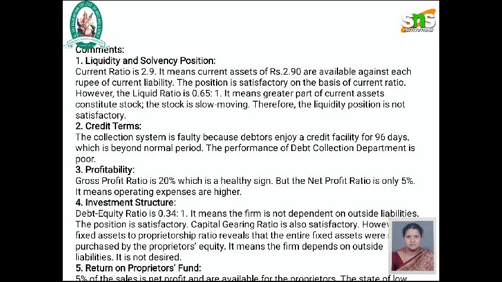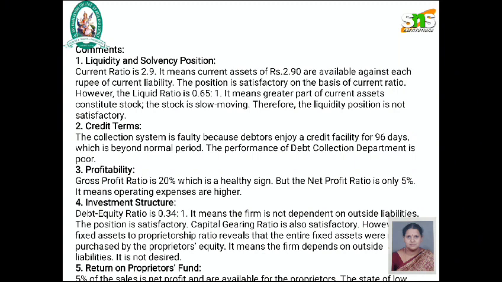Investment structure: debt equity ratio is 0.34:1. It means the firm is not dependent on outsiders' liability. The position is satisfactory. Capital gearing ratio is also satisfactory. However, the fixed assets to proprietorship ratio reveals that the entire fixed assets were not purchased by the proprietors' equity. It means that the firm depends on outsiders' liabilities. It is not desirable.